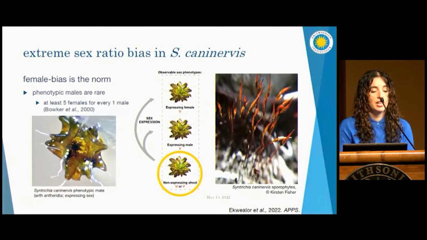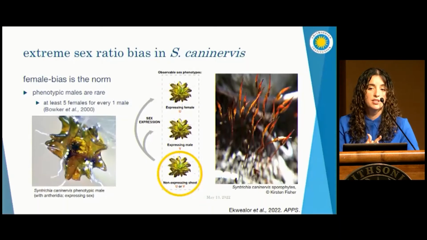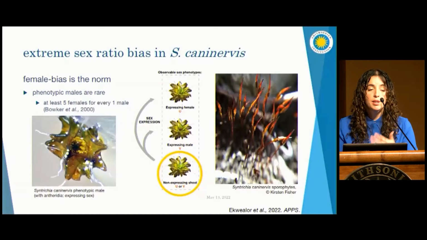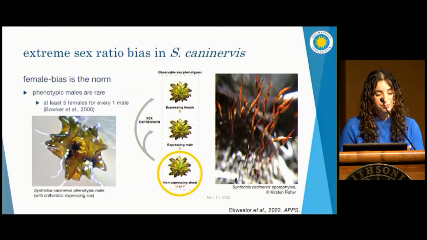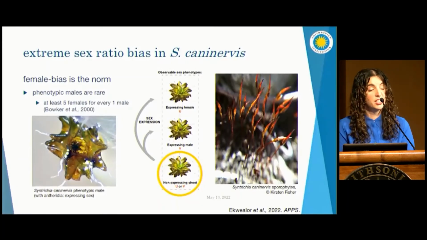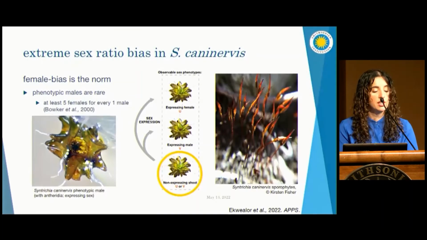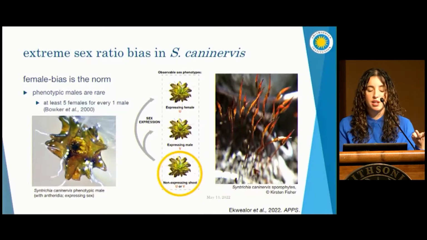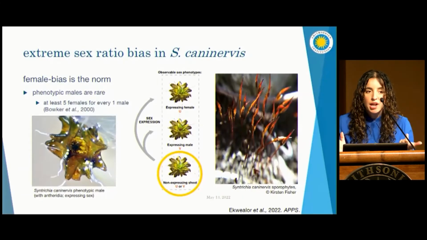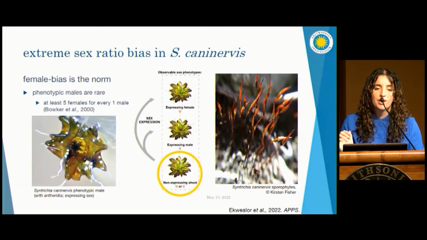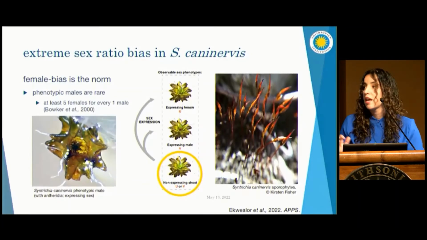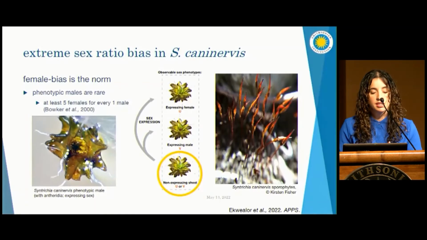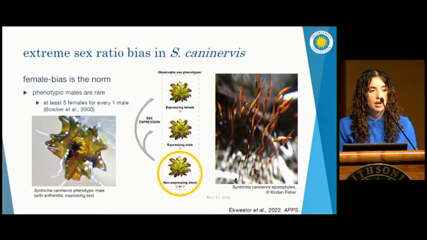In desert mosses, and especially in Syntrichia caninervis, there's an extreme sex ratio bias with many more females than males. But when I say that, I'm talking about phenotypic females and males, those that are actually making their sex organs. You'll have at least 5 females for every 1 male, depending on the population. But as I mentioned, they don't always do this sexual reproduction, and many mosses never make their sex organs in this species, and so we don't actually know if they're male or female.